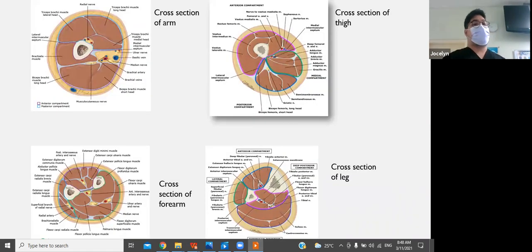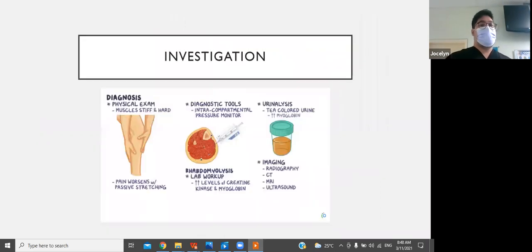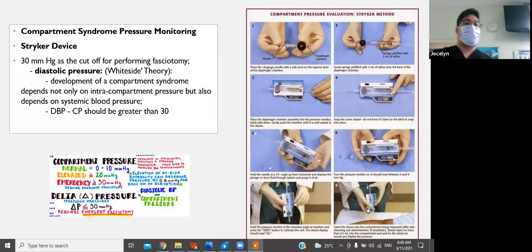Okay. This is a cross-section of the limbs: arm, forearm, and thigh. Each of them has its own compartments. Some have 2, some have 3, and some have 4. Okay. Investigation, just like I said before, diagnostic tools and urinalysis. And I have this compartment syndrome pressure monitoring. I think the ED department still doesn't have it, but is going to have it soon. Okay. The most commonly used one is the Stryker device. Okay.